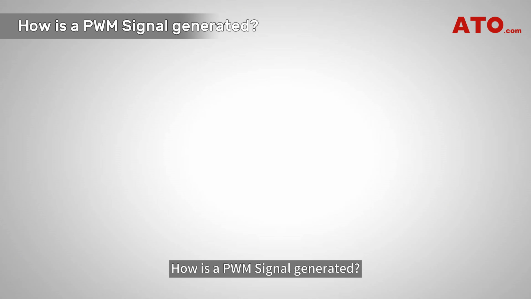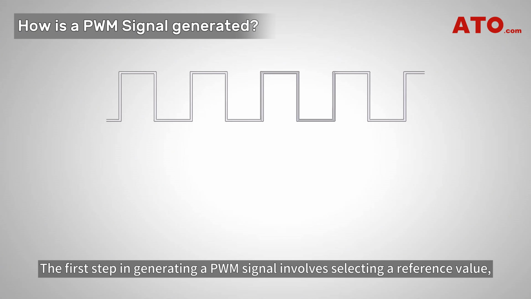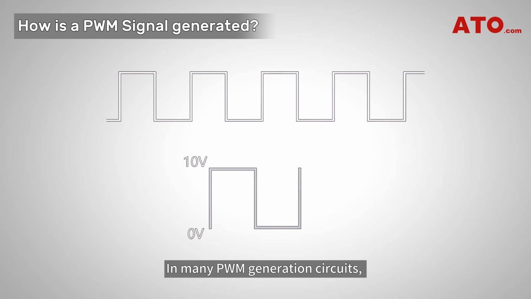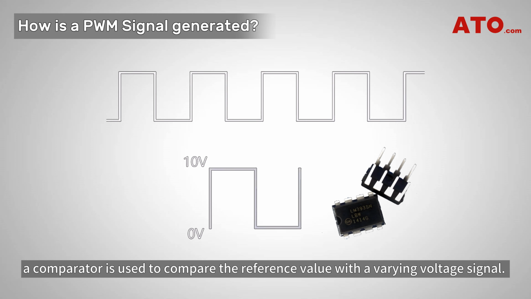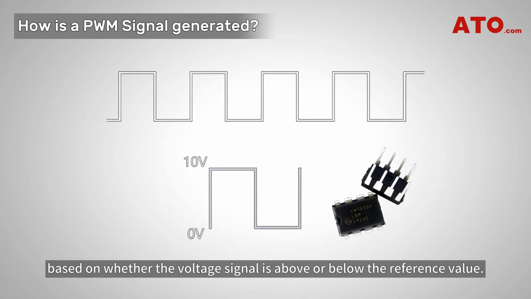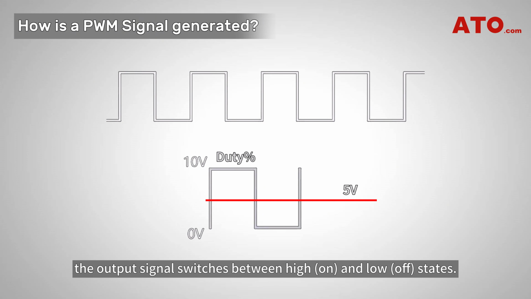How is a PWM signal generated? PWM signals are generated using electronic circuits or microcontrollers. The first step in generating a PWM signal involves selecting a reference value, often represented as a voltage level or a digital value. In many PWM generation circuits, a comparator is used to compare the reference value with a varying voltage signal. The comparator generates a digital output based on whether the voltage signal is above or below the reference value. Based on the comparison result from the comparator, the output signal switches between high (on) and low (off) states.